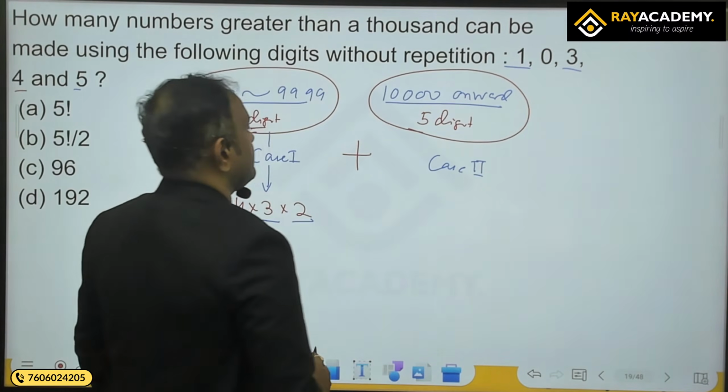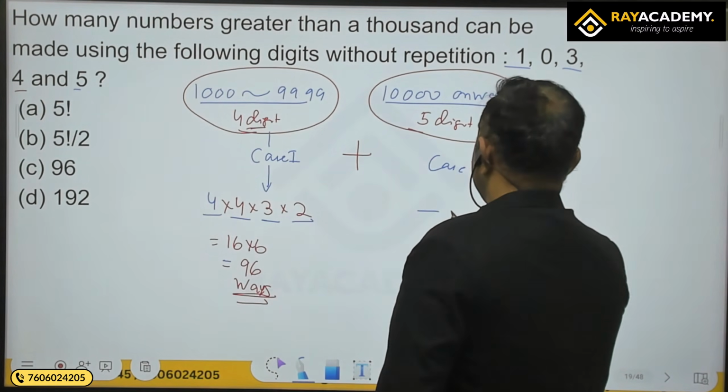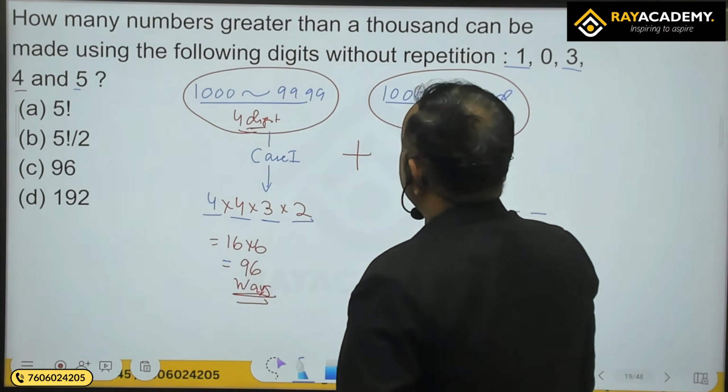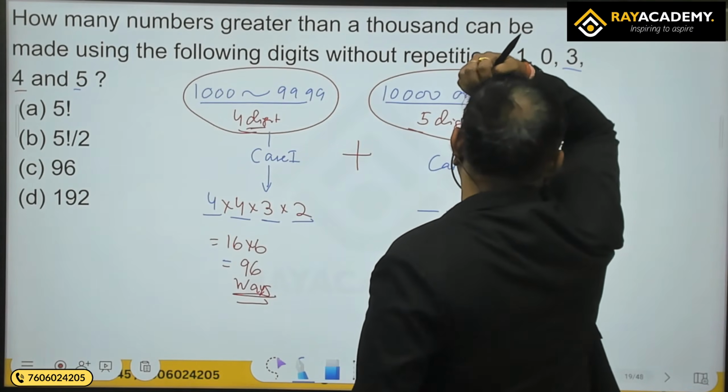What about 5-digit numbers? Let us see, 1 2 3 4 5. For a 5-digit number also, 0 cannot come at the first place. Anything else can come.